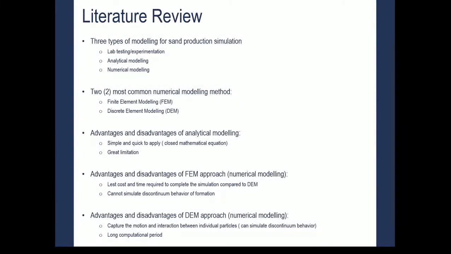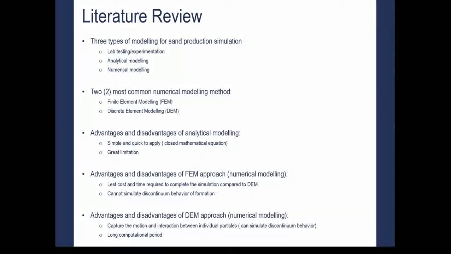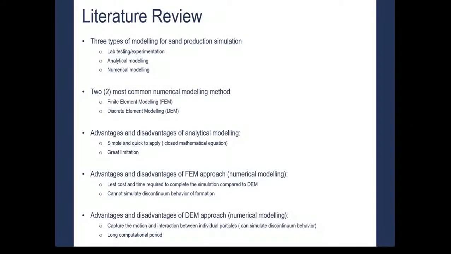And there are three types of modeling for sand production. Basically, we have the lab testing and experimentation. The lab testing and experimentation are usually used for calibration of analytical modeling and numerical modeling. However, we can still use the lab testing to predict the beginning or the onset of the sand production, but it is only limited to that. Other than that, we also have the analytical modeling. This one is basically closed mathematical equations. Several parameters such as rock properties are considered in the model.